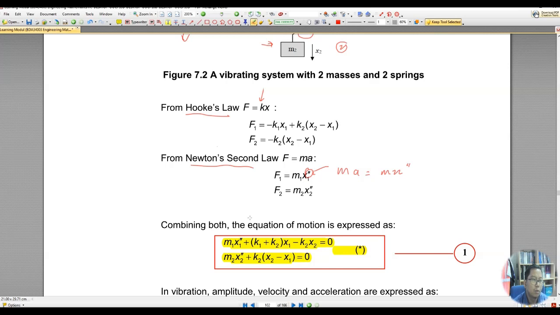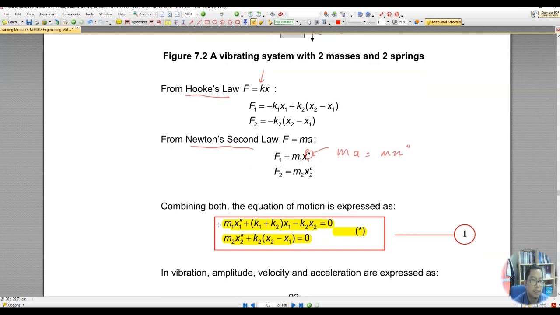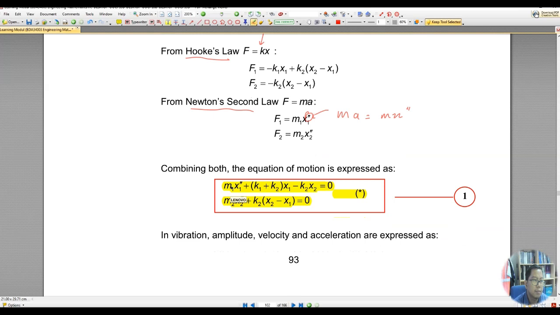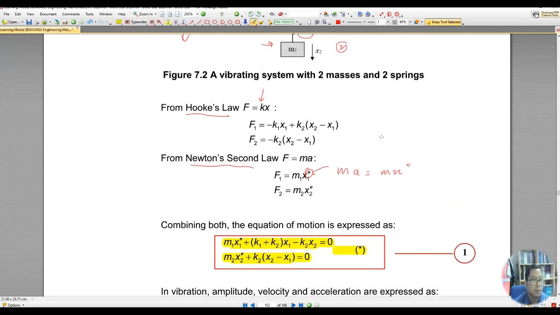So by combining both, the equation of motion is expressed like this: m1 x1 double prime plus k1 plus k2 multiplied by x1 minus k2 x2 equals 0. Then we simplify, and we get for mass 2: m2 x2 double prime plus k2 multiplied by x2 minus x1 equal to 0.